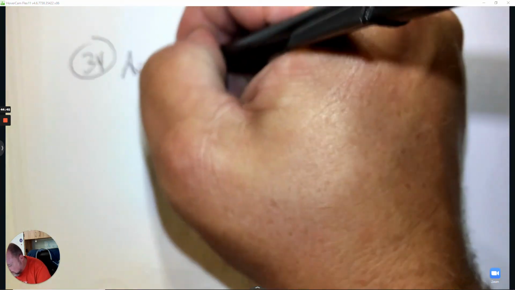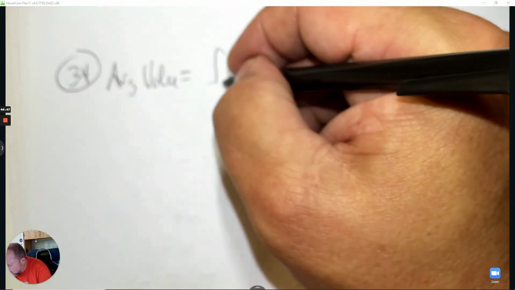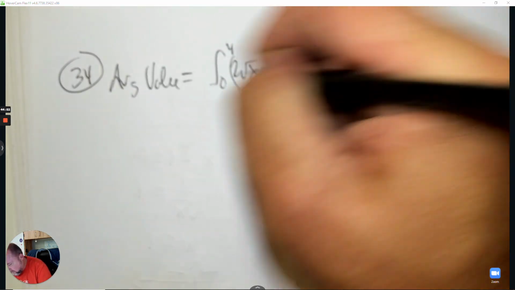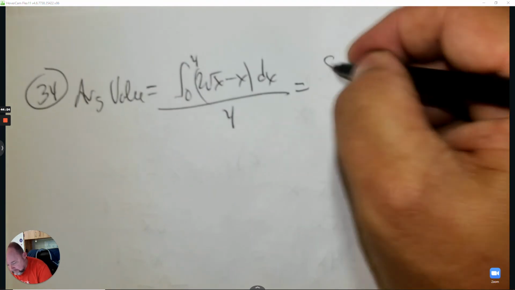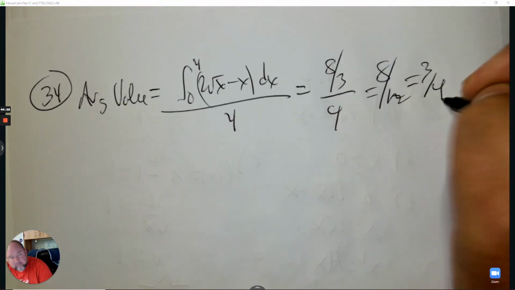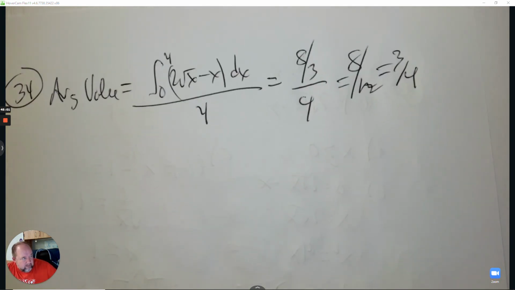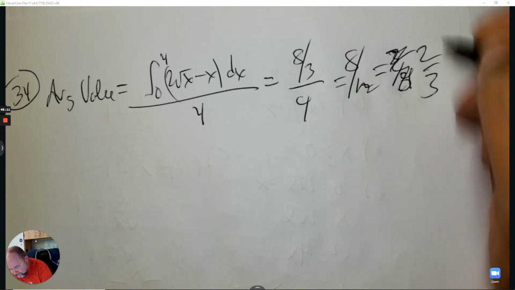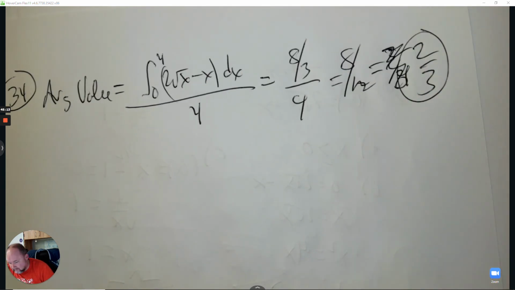34. We can use that 8/3. Find the average value. That's an integration question from 0 to 4 divided by the bounds. So we just found this to be 8/3 divided by 4, so it's 8/12, or 3/4 is the average value. Is that right? Not 3. Divide by 4. 2/3. Haha. That's the average value. That's 8/12.